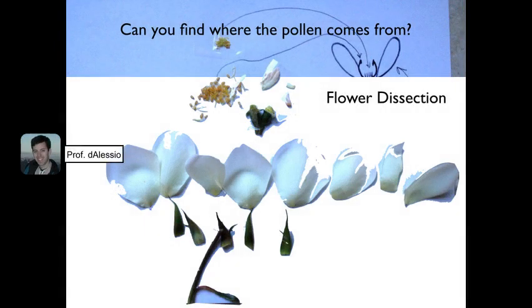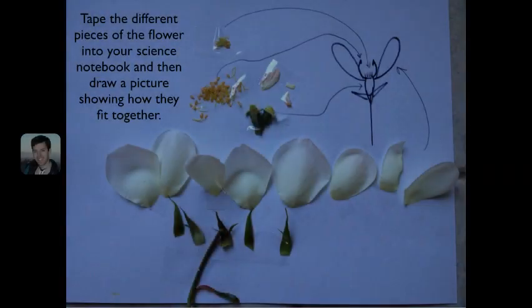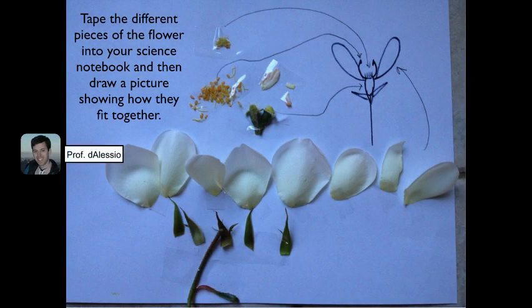The challenge that we give them is to carefully dissect that flower so that they can figure out where the pollen is coming from, which part of the flower, and what it looks like inside. The next stage in this dissection process is to tape all those parts down onto a piece of paper into their science notebook, and then draw a picture showing how they fit back together.